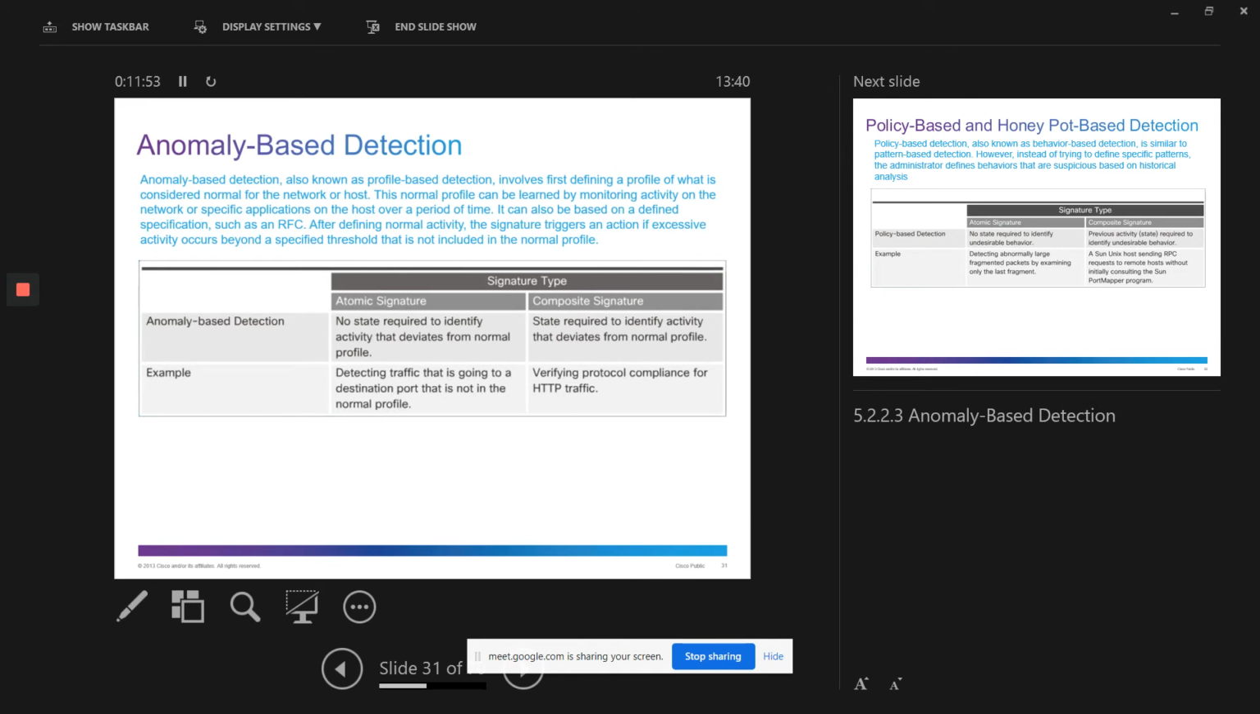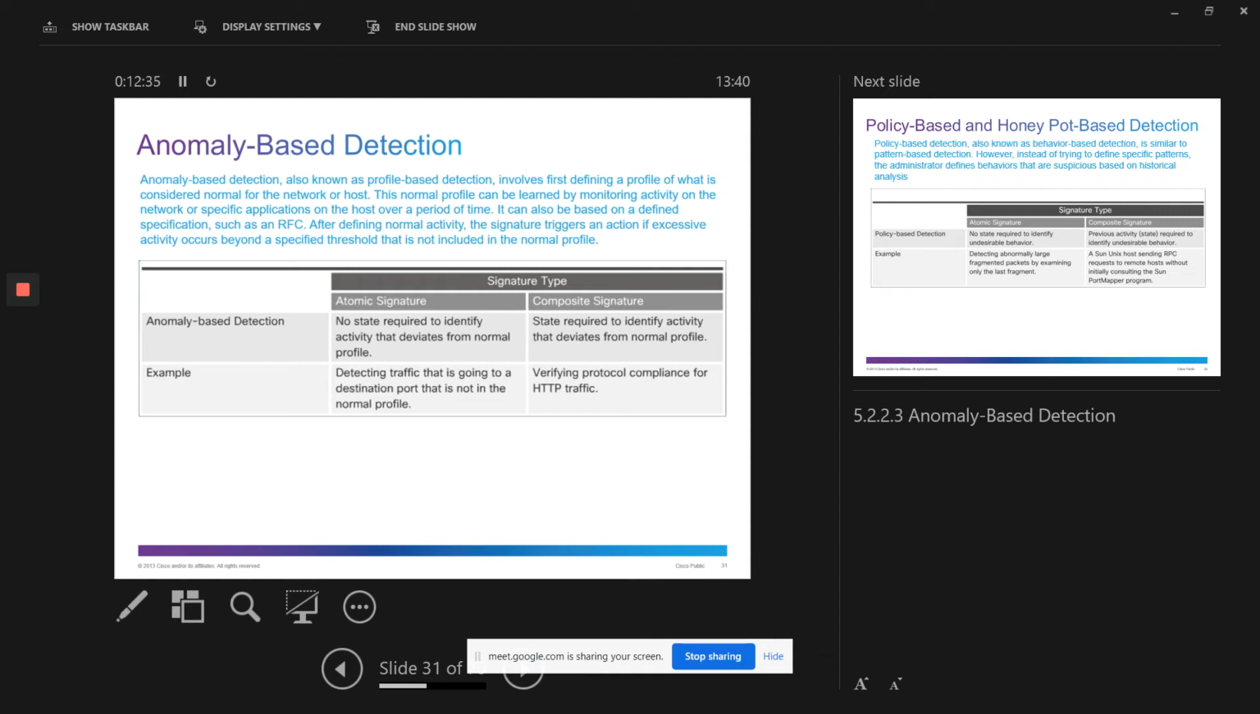Then the next one was anomaly-based detection. Okay, and this is also known as profile-based detection. It involves first defining a profile of what is considered normal for a network or host, and this normal profile can be learned by monitoring activities on the network or a specific application on the host over a period of time. It can also be based on a defined specification, such as an RFC. After defining normal activity, the signature triggers an action when excessive activity occurs beyond a specified threshold that is not included in the normal profile, and this is where the triggers or alarms happen.